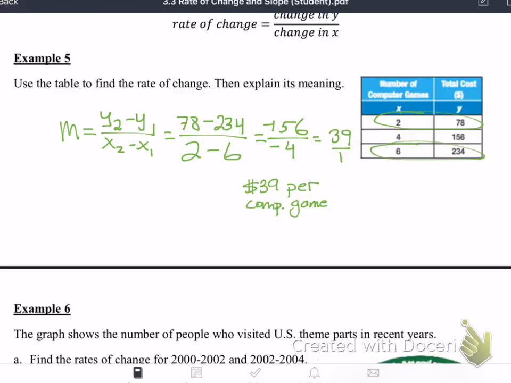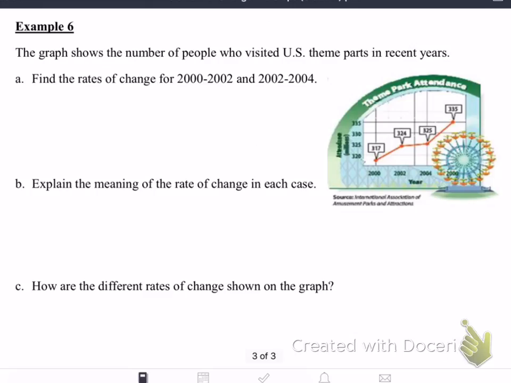And so that's how we apply slope with tables and graphs. Let's move on to example 6. Example 6 shows a graph.